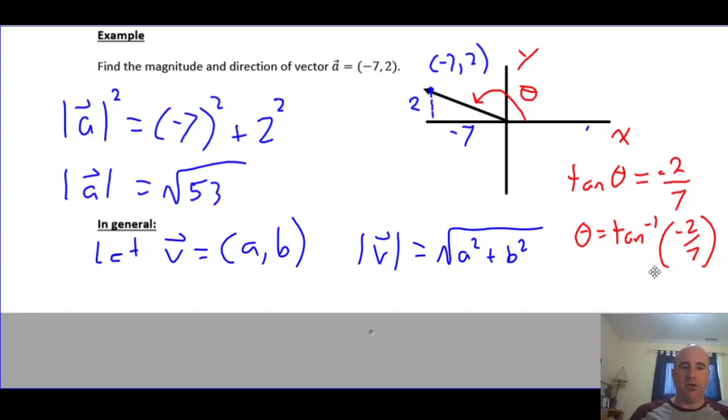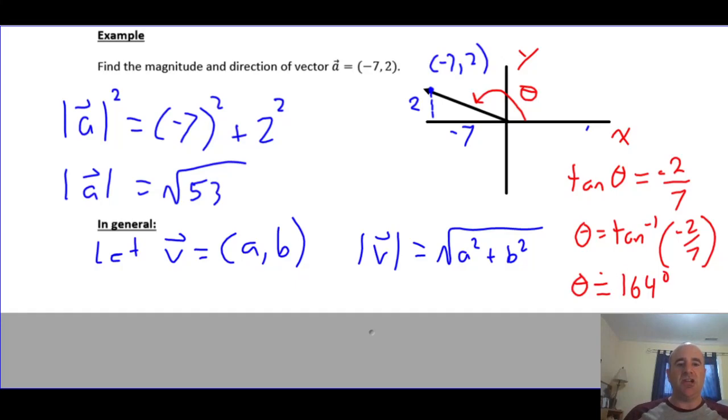If you were to punch that in on your calculator just as you see it, I think every single calculator is going to give you -16 degrees. Well, -16 degrees is, of course, down here. That's not the actual angle. If you did ignore the negative sign, you get +16 degrees. So we know that it's really 180 minus 16. So it's about 164 degrees is what we call that angle.